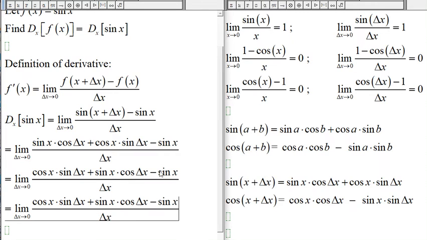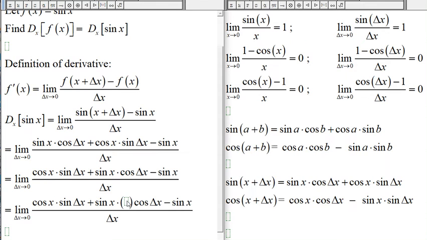And then if we look at these two terms right here, the common factor is sine of x. And so we're going to write it as sine of x times cosine of delta x minus 1. We factor out the sine of x, and then what's left is cosine of delta x minus 1. Again, if we multiply here, sine of x times cosine delta x is what we get, and sine of x times minus 1 gives minus sine of x.